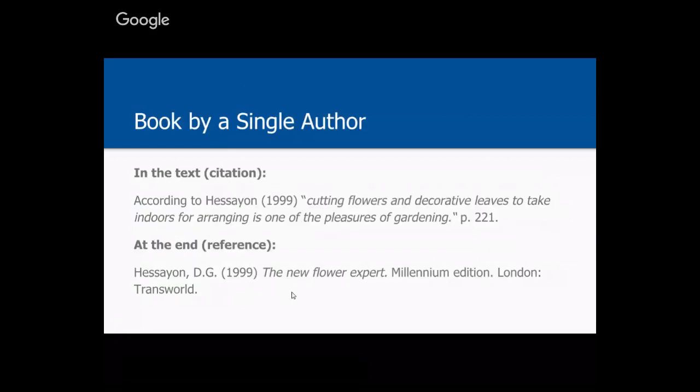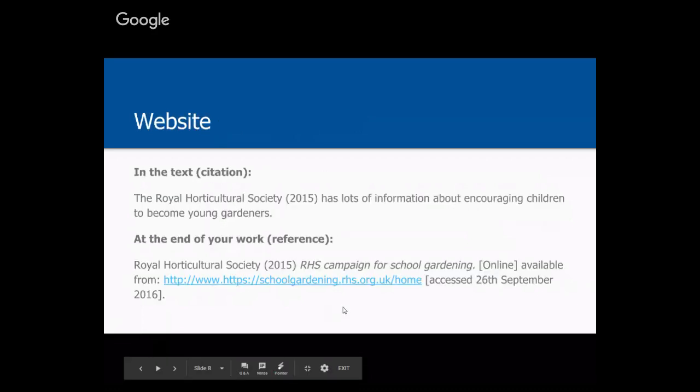So this is another direct quote by a book with just one author, Hessian, 1999. Got the quotation marks and the page number, and the reference, the author, the date, the title, the edition, the place of publication, and the publisher. This is an example of a website, and you can see it follows the same principles. It's got the author and the date.